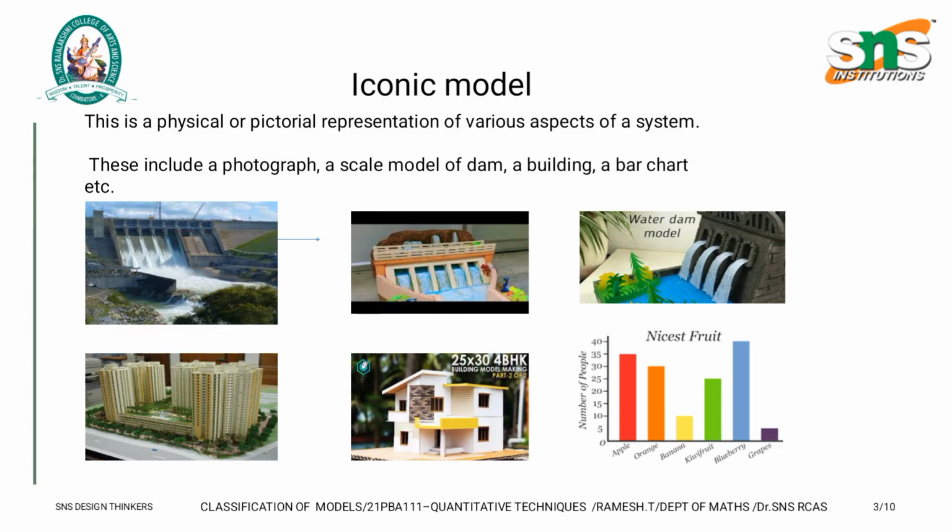The first one is the iconic model. This is a physical or pictorial representation of various aspects of a system. That is a look-like presentation. Immediately, when the picture is there, we conclude that it reflects the real thing. For example, here a dam model is given. The dam model reflects a dam that reserves water. Similarly the photograph model. A photograph of a person is not a live one, but it is a model.